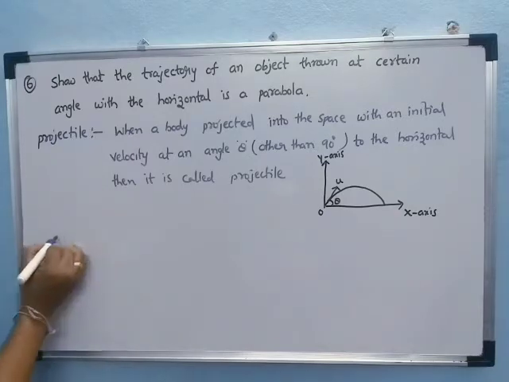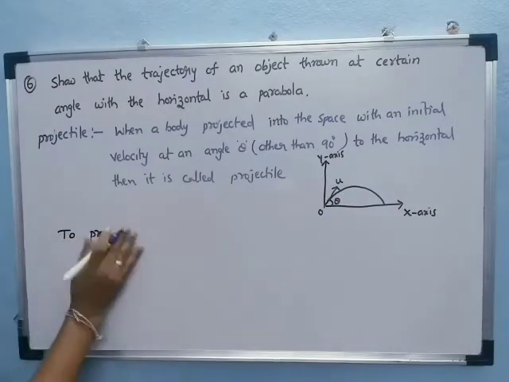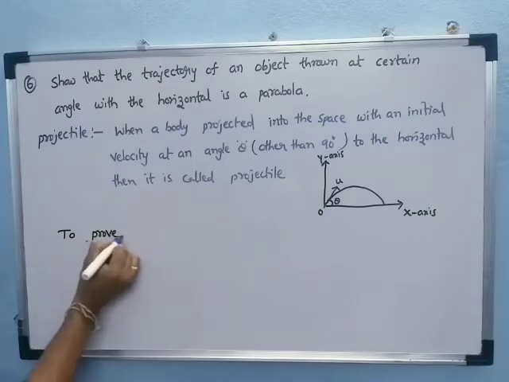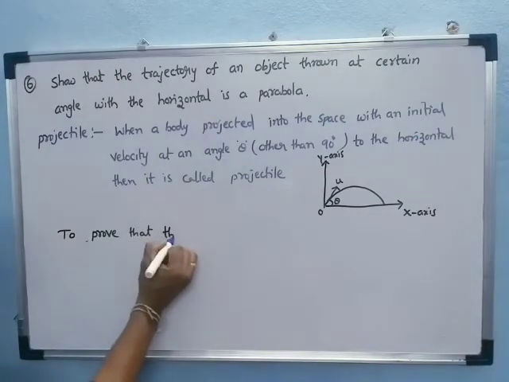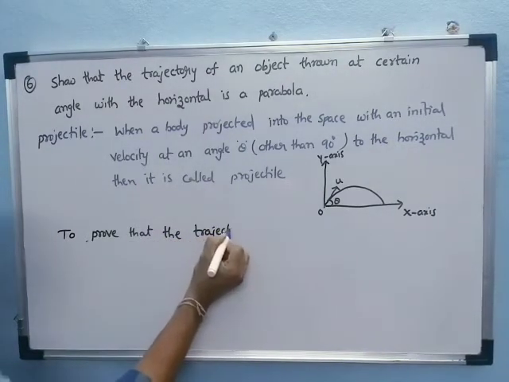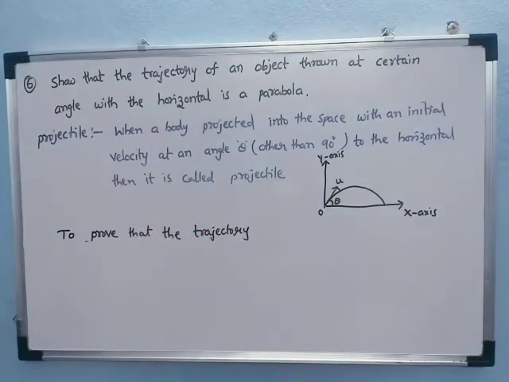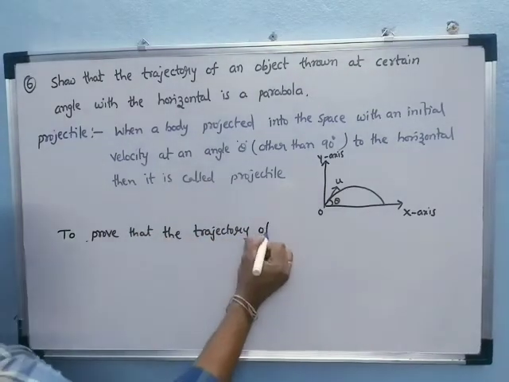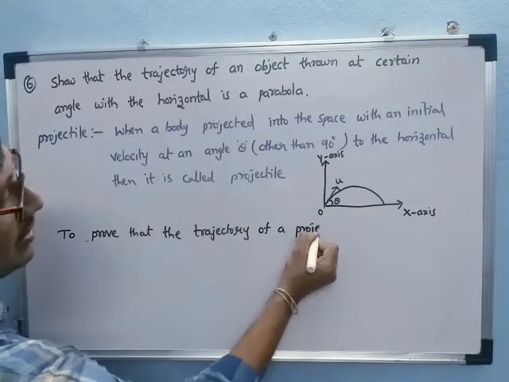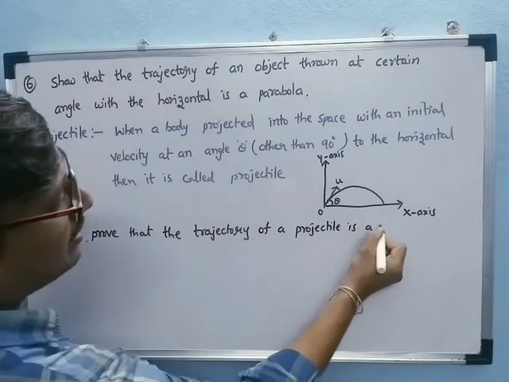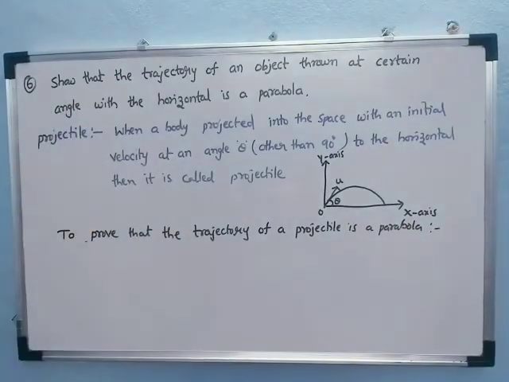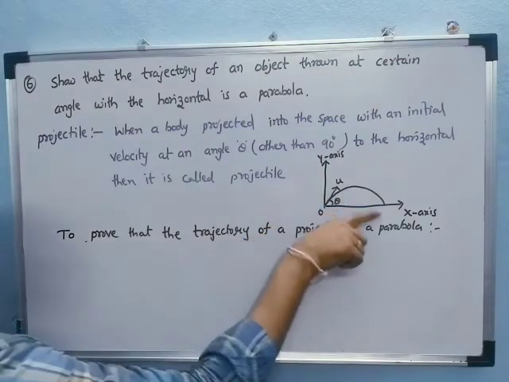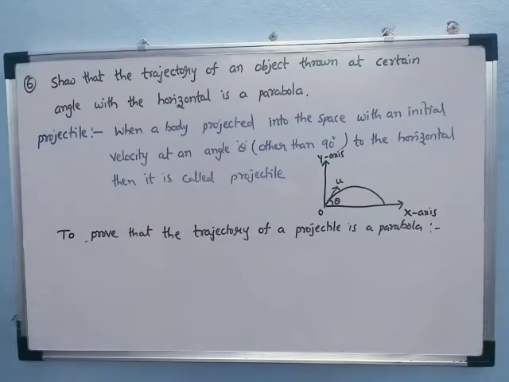See, that is to prove that the trajectory of a projectile is a parabola. To prove that the trajectory of a projectile is a parabola, we have to prove that the path is in the shape of a parabola.